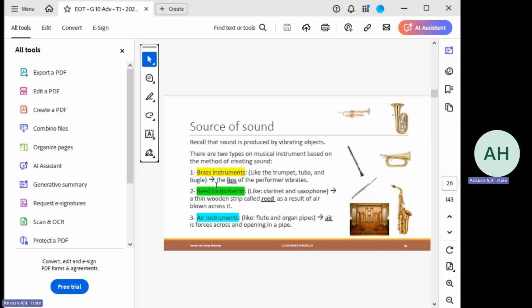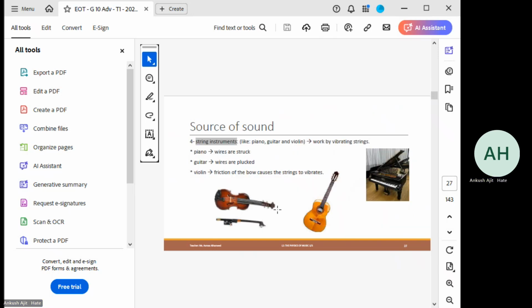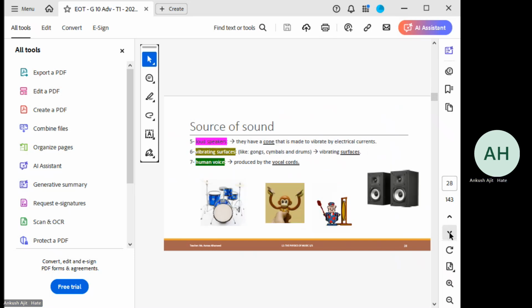Sources of sound: brass instrument, reed instrument, air instrument. Brass instruments are trumpet, tuba, bugle, where the performer's lips vibrate. Reed instruments are clarinet and saxophone. Air instruments are flute and the organ pipe. Piano wires are struck, guitar wires are plucked, and in the violin friction from the bow causes the string to vibrate. These are the string instruments. In a loudspeaker, the cone vibrates due to electrical currents. Vibrating surfaces include gong, cymbal, drums. The human voice is produced by the vocal cords.